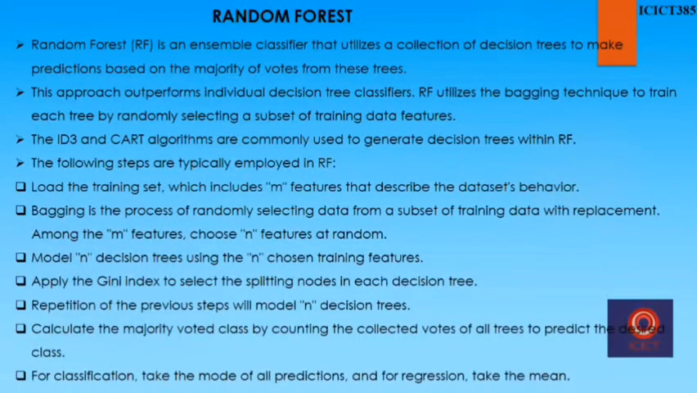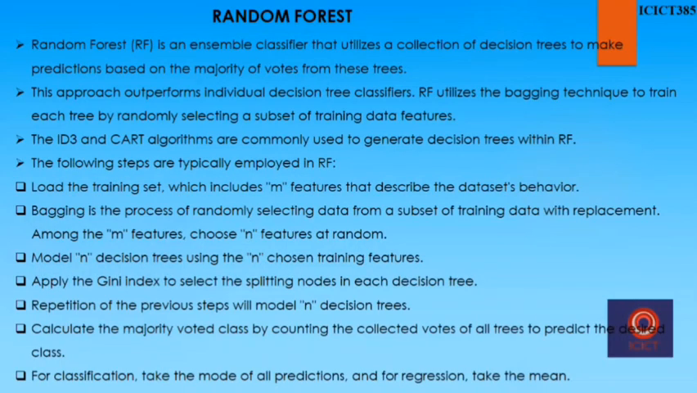Next, the random forest algorithm. It is an ensemble classifier that utilizes a collection of decision trees to make the prediction based on a majority vote from these trees. This approach outperforms individual decision tree classifiers, and utilizes the bagging technique to train each tree by randomly selecting a subset of training data features. As we have seen, random forest is a machine learning technique that can perform classification and decision tasks.